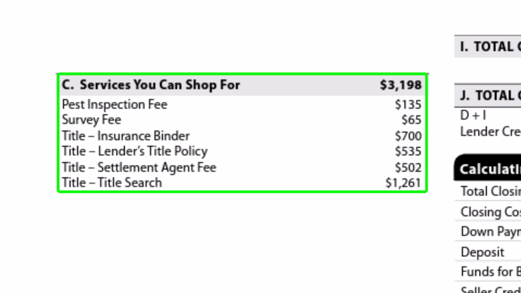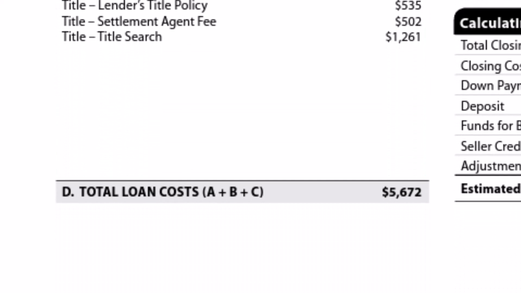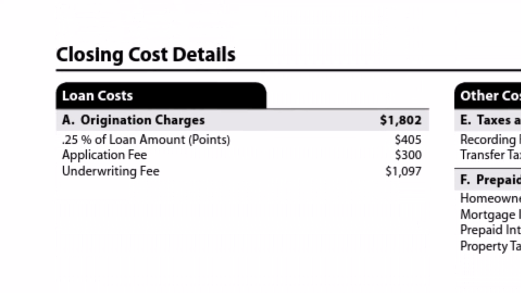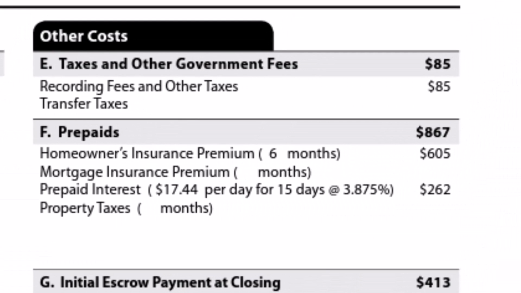This becomes significant when comparing quotes if the total number varies substantially. If the differences are small, don't stress. Now, section D here are the total loan costs. This section pretty much sums up or adds up sections A, B, and C. Now, let's move on to other costs, or section E, and this is taxes and other government fees.